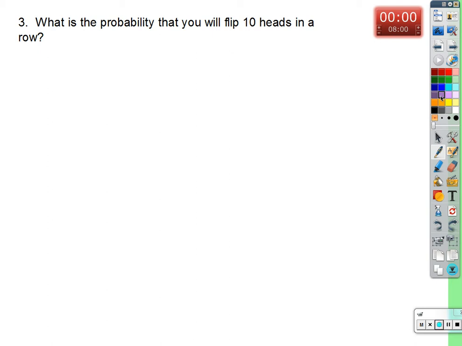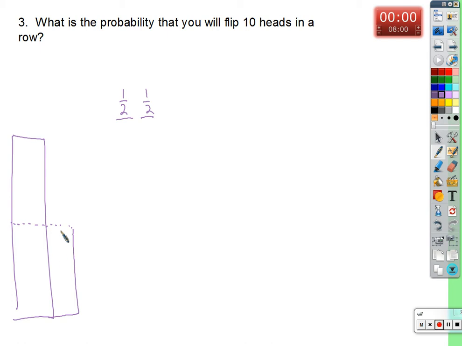So what's the probability that you flip a heads? 1 out of 2. If we just flip one heads, the probability is half. If we want to flip 2 heads in a row, we have the probability of a heads, 1/2, and the probability of a heads, 1/2. What do we do with those probabilities? Multiply them together. 1/4 of the time, we'll flip 2 in a row. Let's draw a picture of that. Half of the time, we'll get a heads. Then we'll go on and try to get another heads. Out of that half of the time, half of that time, we'll get another heads.